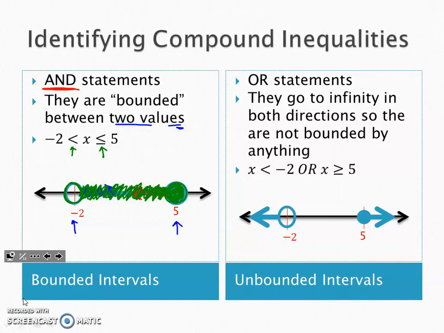But the biggest thing that I want you guys to take away from this is it's bounded. It's bounded between -2 and 5. The x is in the middle. So that means we shade in the middle.